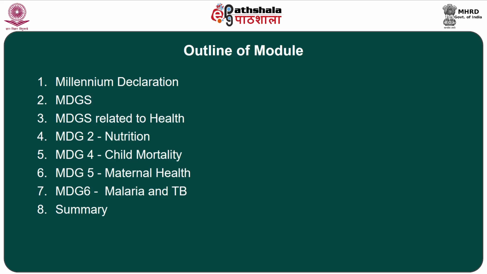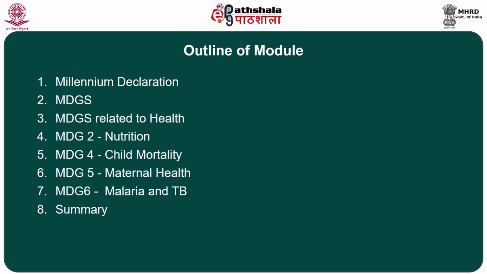Then we will talk about MDG 2, which has targets for nutrition, and nutrition is directly or indirectly related to health. Then we will also cover MDG 4 in terms of child mortality, the targets, the achievements and the progress made so far. Then we will cover MDG 5 in terms of maternal health, the target, the progress and the achievements.